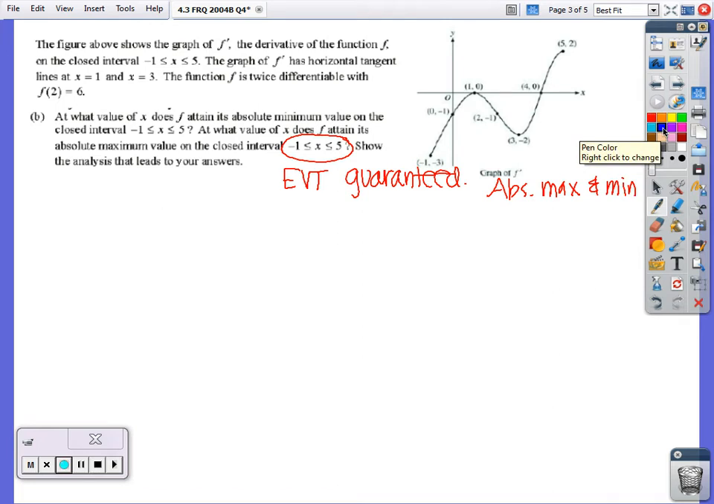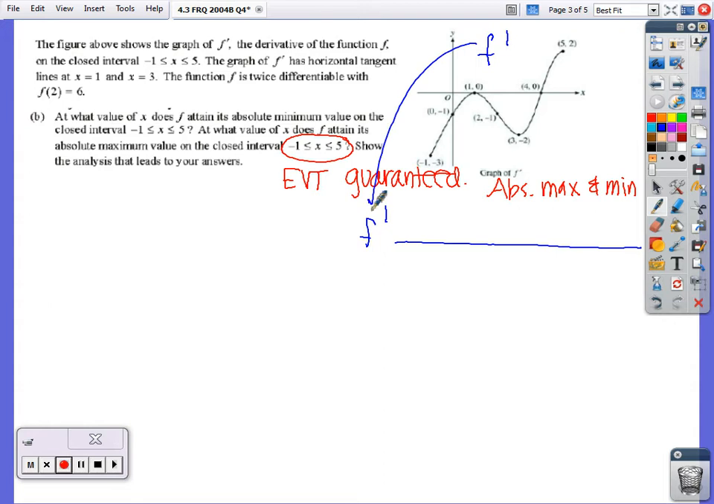So the first thing I want to do is figure out where my possible max and mins are. So what I'm going to do is I'm going to make a sign chart for f prime because I'm given the graph of f prime. So if this is f prime and I want to make f prime sign chart, we're going to look at the y values. So I'm going to start off with any y values where f prime of x is undefined or 0. Before I do that, I'm actually going to close my domain. So I'm not going to use beyond -1 and 5.